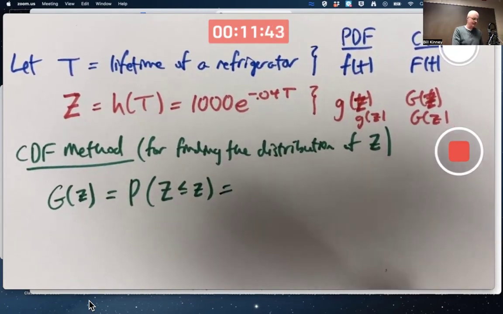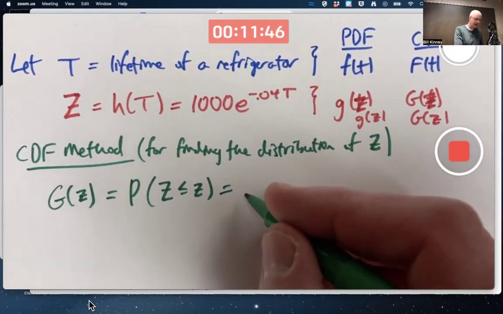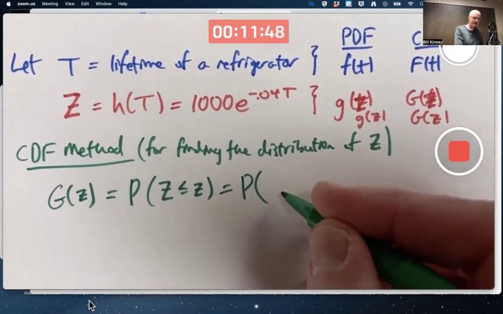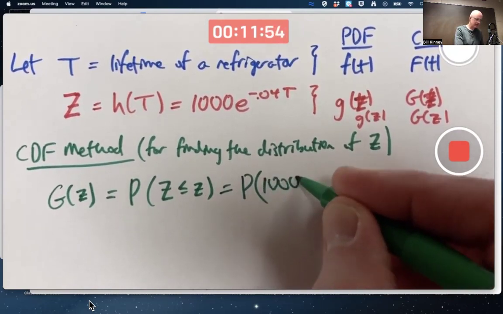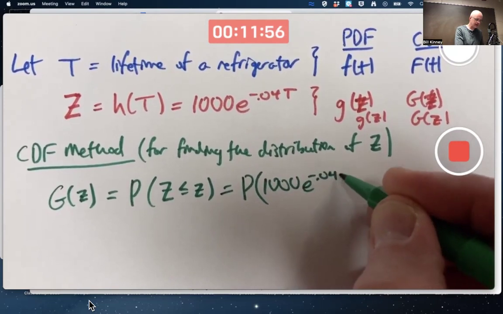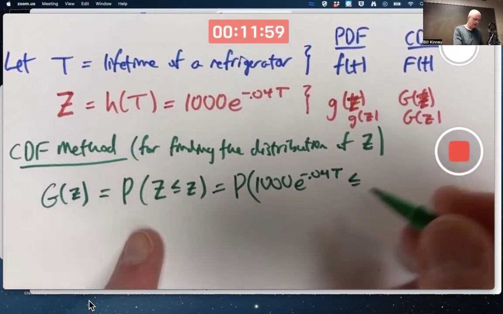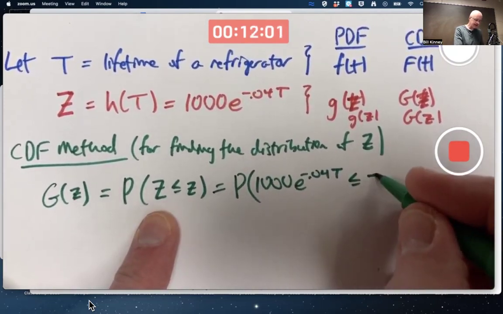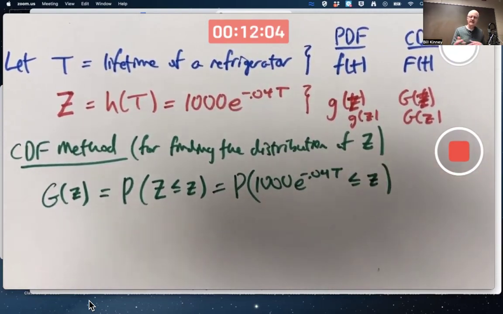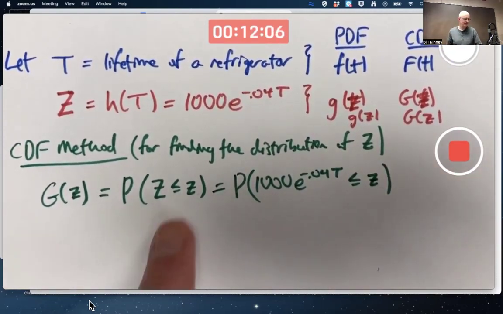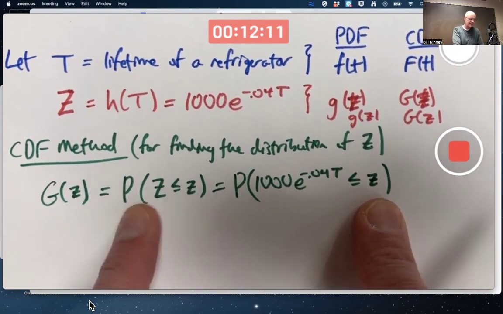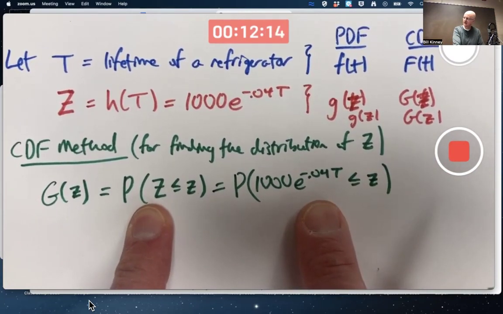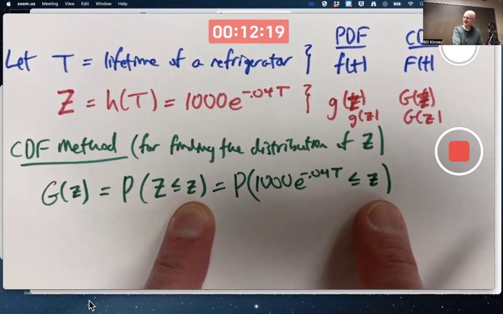We find this in the same way we did on Monday. Replace Z with its dependence on T. Z is 1,000 e to the negative 0.04 t. I'm replacing the capital Z with that, but I leave the little z as is. Little z is just a number. It's the same number that it is over there. These have to be the same number. Capital Z is related to capital T as a function of capital T. So I make the replacement there, but I leave that as a little z there.